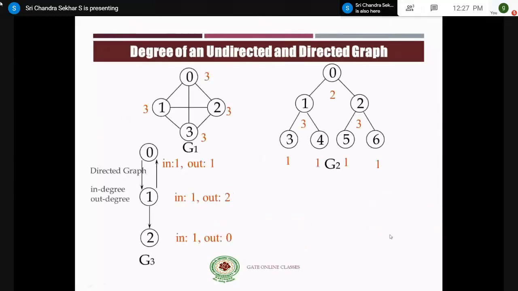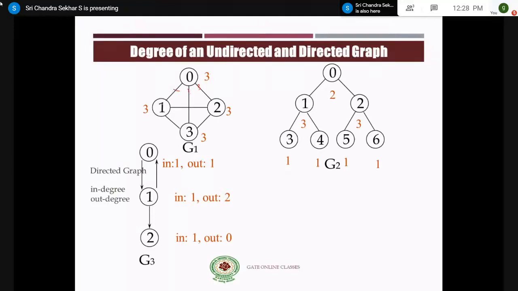And here we can take an example on this, that is degree of undirected and directed graph. Here if you see this graph G1, this is an undirected graph, therefore no concept of in degree and out degree. There is only one concept which is called node degree. How many edges are there? For vertex 0, there is 1, 2 and 3. Therefore the degree is 3.